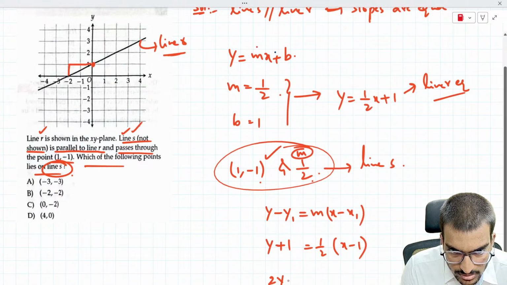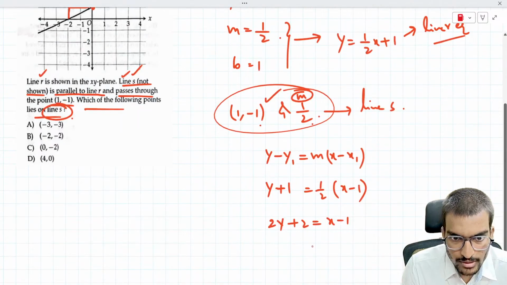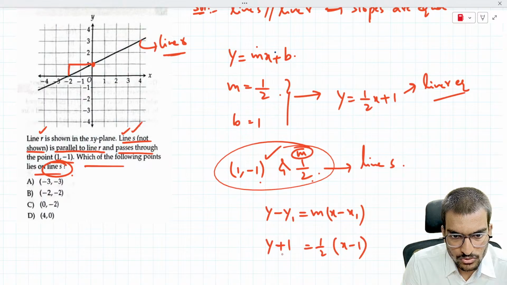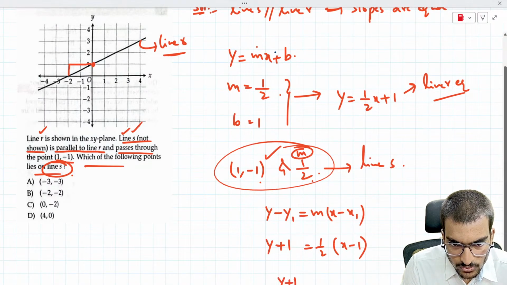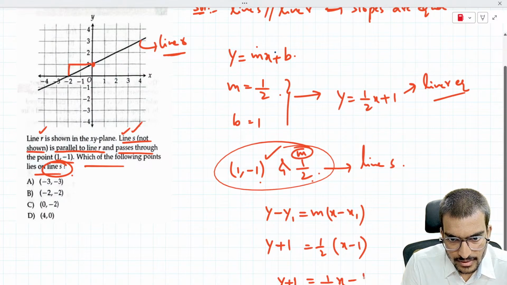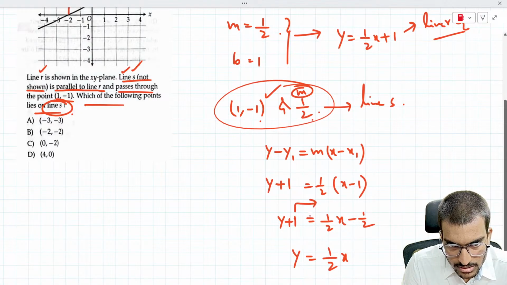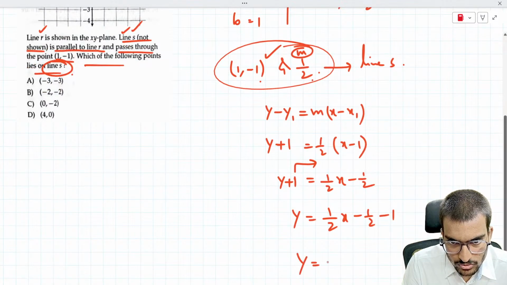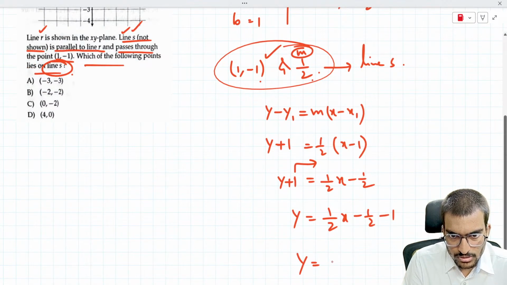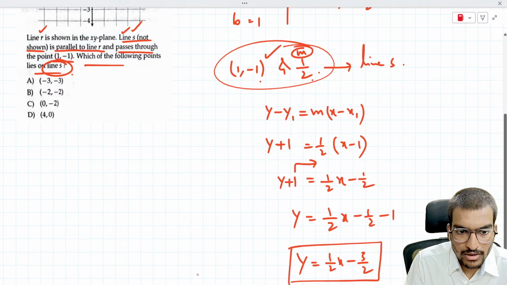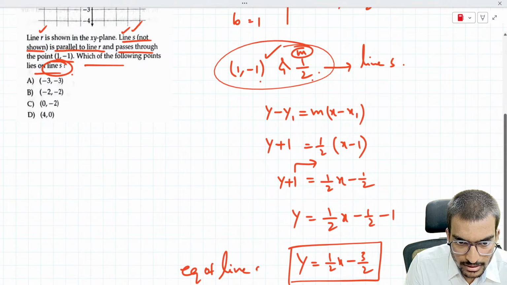2y, just send this 2 to the other side, 2y plus 2 equals x minus 1. Oh no, sorry, we need y equals mx plus c format, right? So we don't do that. So y plus 1 equals half x minus half. So we are going to get y equals 1 by 2x, minus 1, minus half, that's negative 3 by 2. This is the equation of line S.